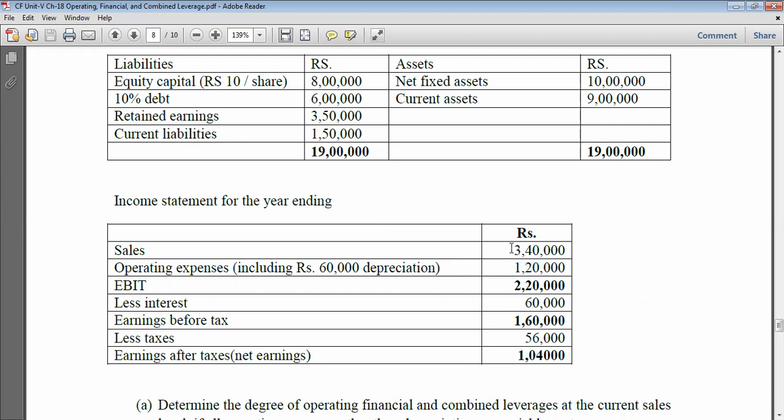So sales minus operating expenses, EBIT is 2,20,000 rupees. Less interest, 60,000 rupees. As you can see, debt capital is 6 lakh rupees, and 10% is the rate of interest. 10% of 6 lakh is 60,000. So this is straight. The difference is EBT, earnings before taxes, that is 1,60,000 rupees.